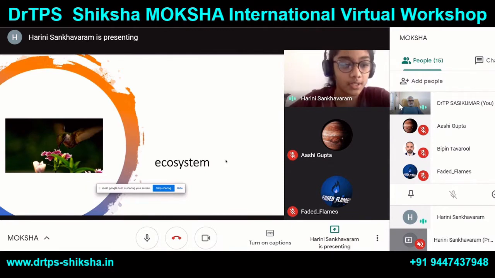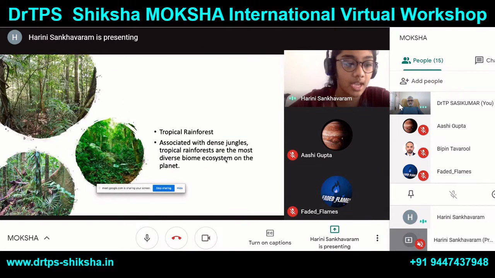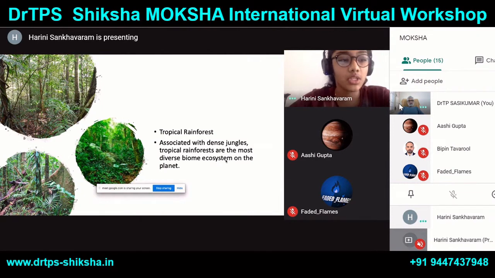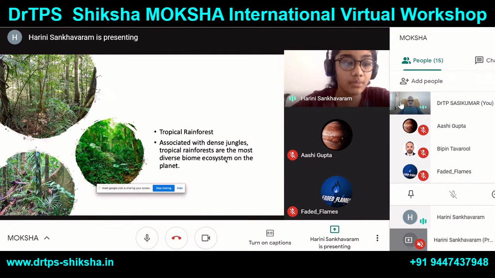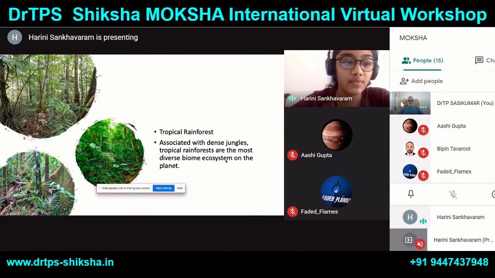Tropical rainforest. The largest tropical rainforest is the Amazon rainforest, which is 5.5 million square kilometers. There's a lot of thick vegetation, mostly evergreen. The leaves block sunlight, and the high temperatures make the soil very nutritious. As a result, many species live in the tropical rainforest.